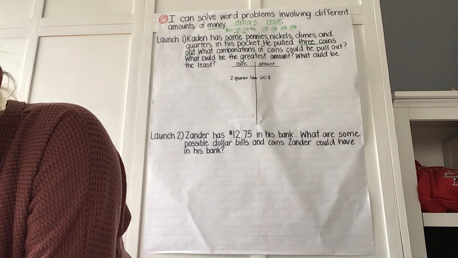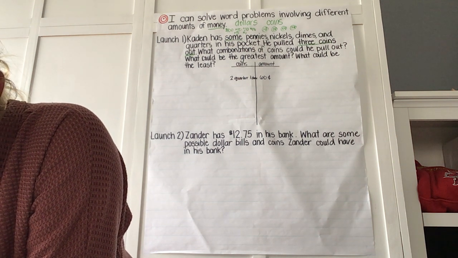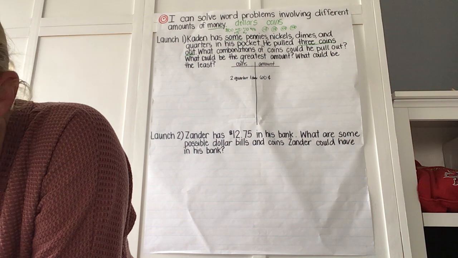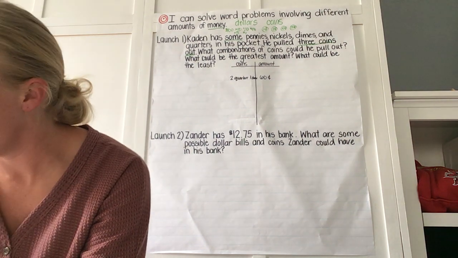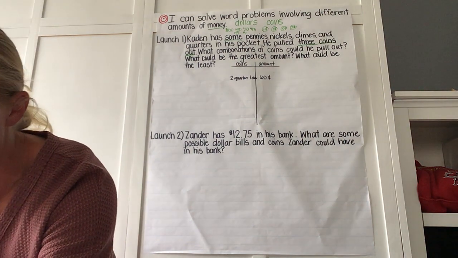Is there any coin that's worth more than that quarter that's in his pocket? No. So if all 3 of our coins are those, then our number can't get any bigger, can it?